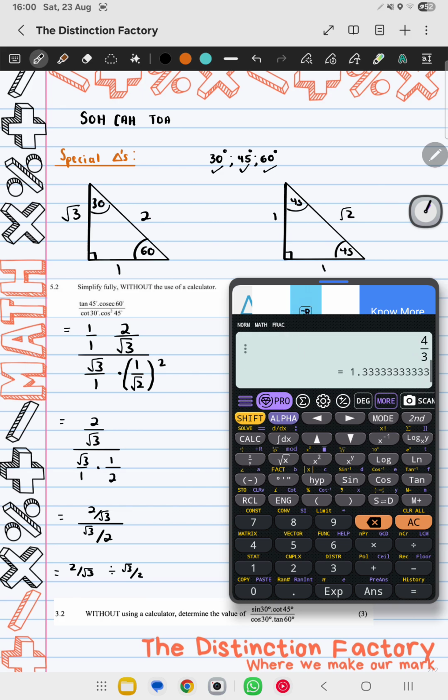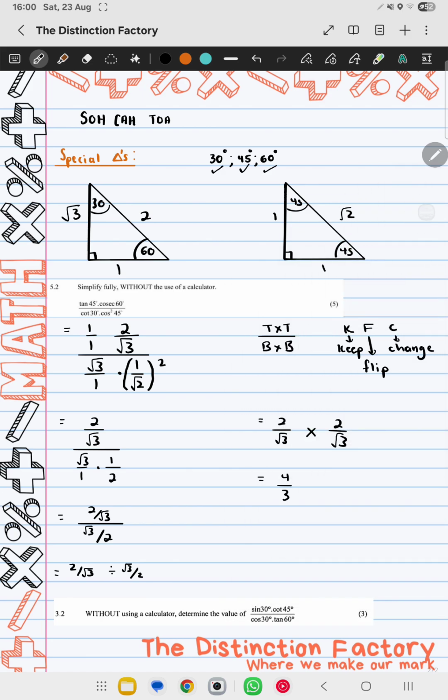And this ends up giving you 4 over 3. You do not need to round this off unless they state so. But in this case, we can just write our answer as 4 over 3. I do have another question down here, which you guys can now pause the video and try out by yourself. And once you're done, you can check your answer.